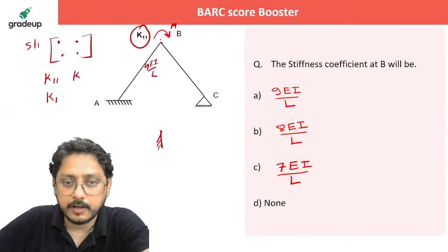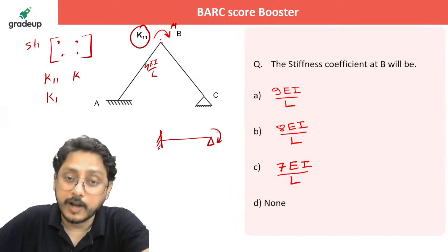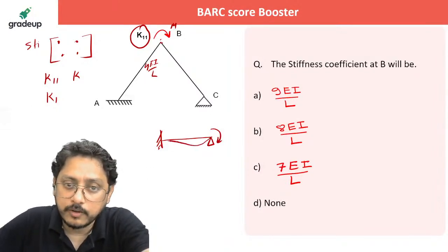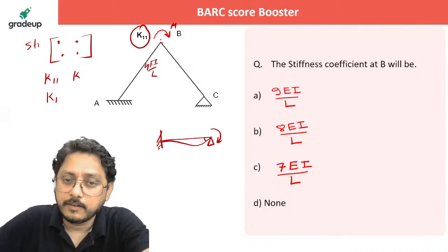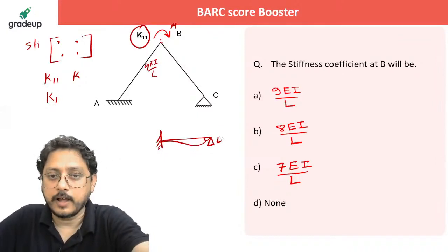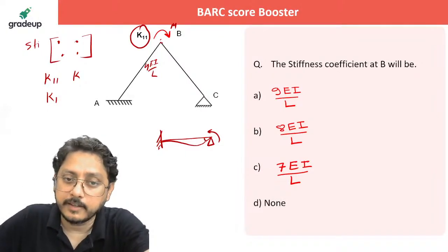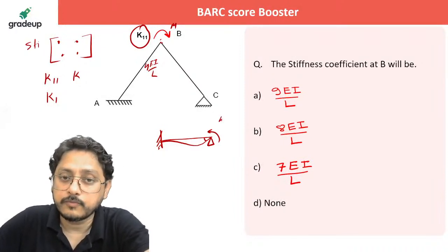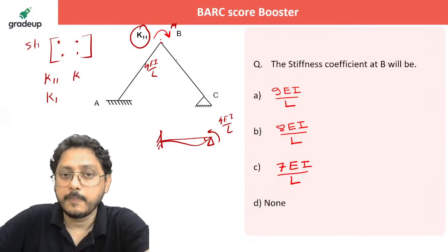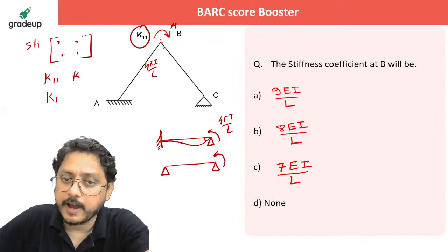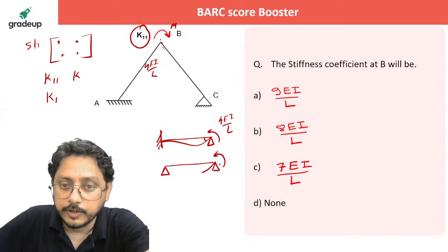You just consider the AB portion like this. This is nothing but your propped cantilever, and you are applying some effort. You are asking me what effort I need to apply so that I can rotate this by unit amount. That's what you are asking. So what effort I should apply so that I will get the unit rotation? That is nothing but your 4 EI by L, isn't it? Now the other portion, BC, is simply supported with hinges on both sides. So what is the effort I need to apply here so that I'll get a unit rotation?